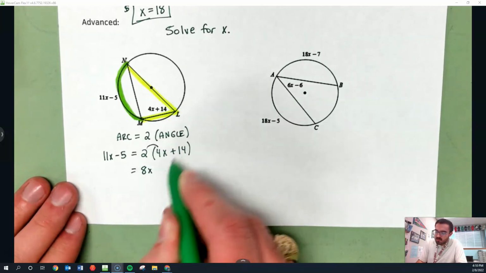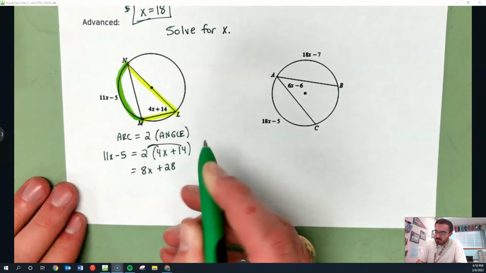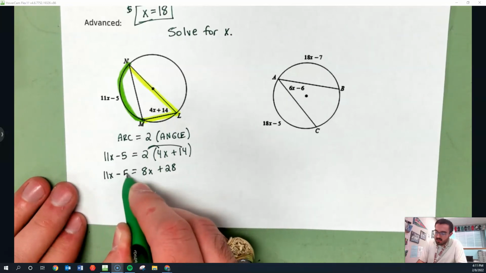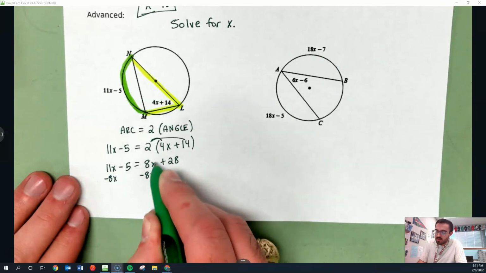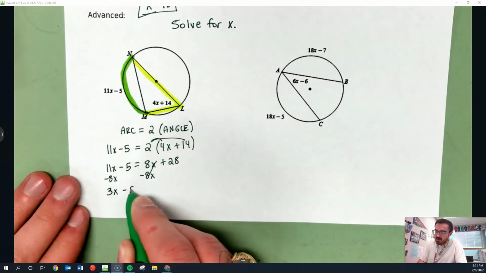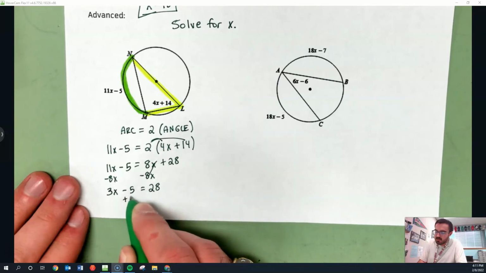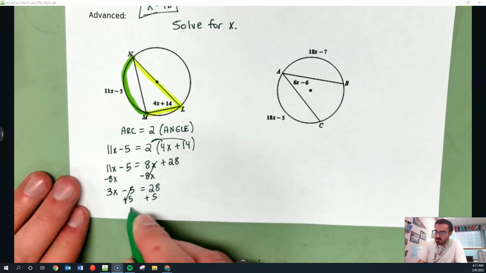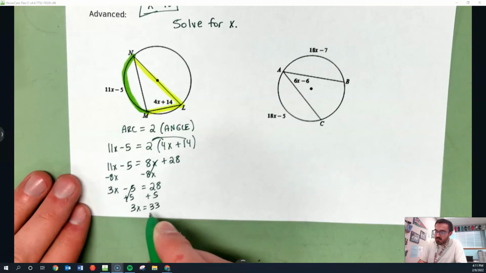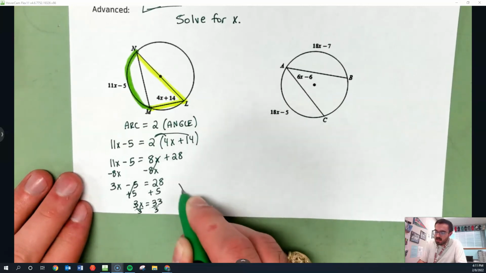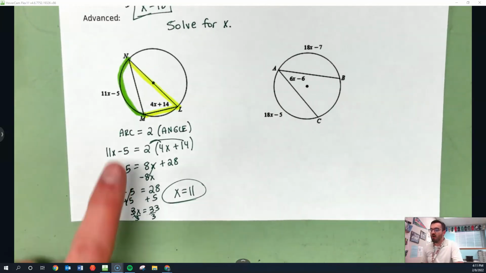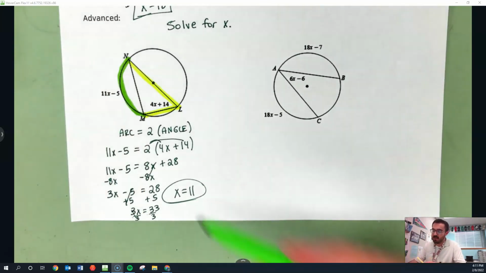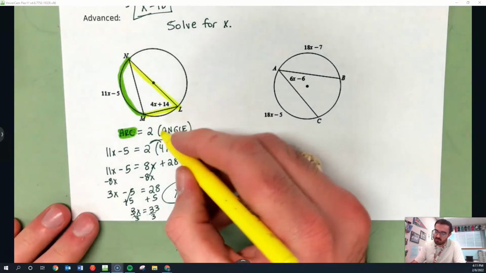Equals 8x plus 28. 11x minus 5. Again, this is all algebra at this point, so I'm going fast. Subtract 8x on both sides. 3x minus 5 equals 28. Add 5. 3x equals 33. I know I'm running out of room. X should equal 11 here, I believe. Okay, if it helps to maybe highlight, arc equals 2 times the angle.